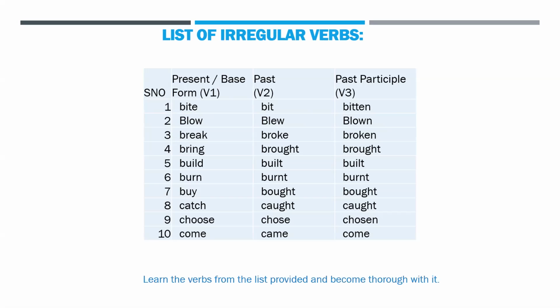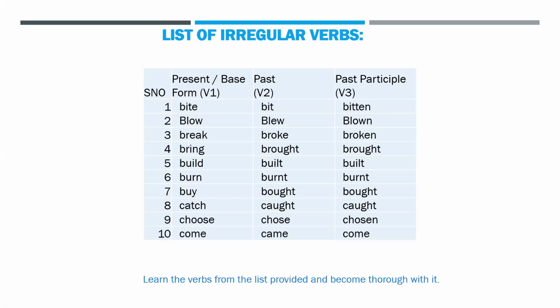Then you have catch. It is caught, CAUGHT, and V3 is also caught, same. In the same way you have fight, fought, fought. FIGHT is the present, FOUGHT is the past, and the past participle is also FOUGHT. Then choose, here you have double O, CHOOSE. In the past tense, it becomes chose, CHOSE, and in the V3, it becomes chosen, CHOSEN. So remember the correct spellings: choose, chose, chosen.